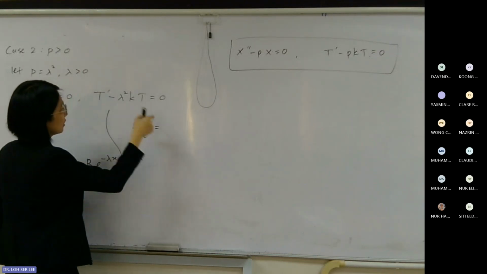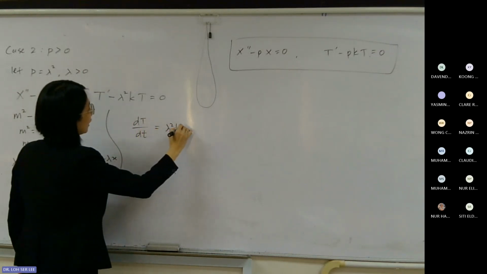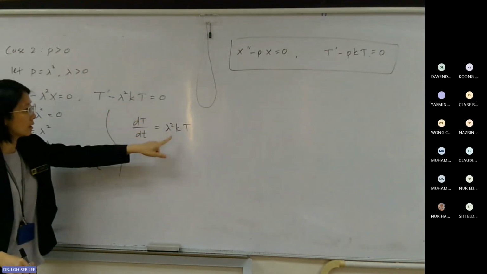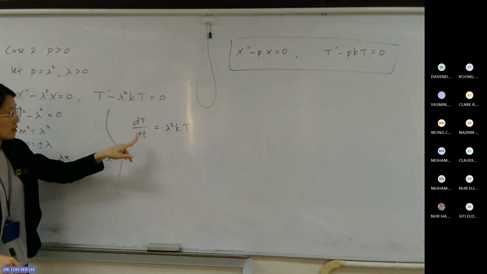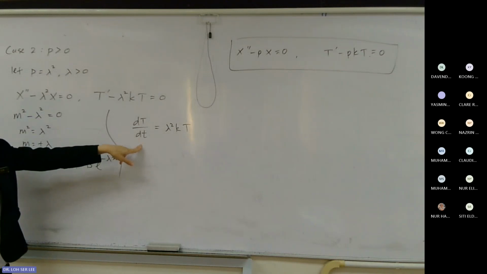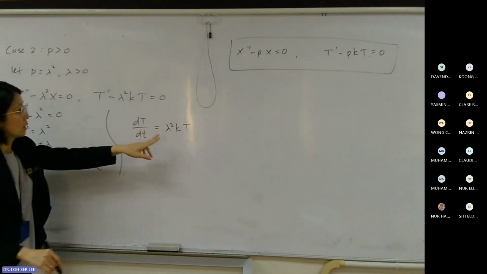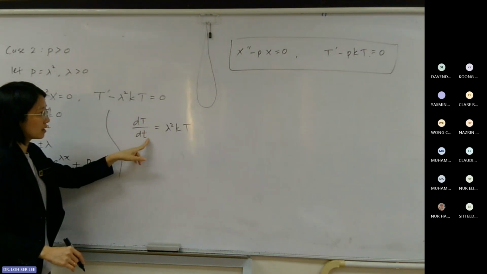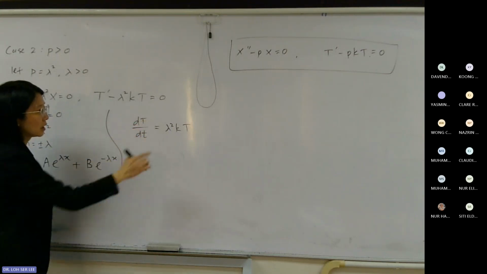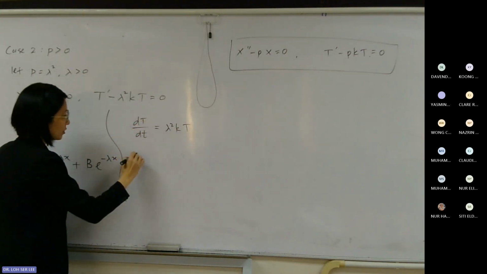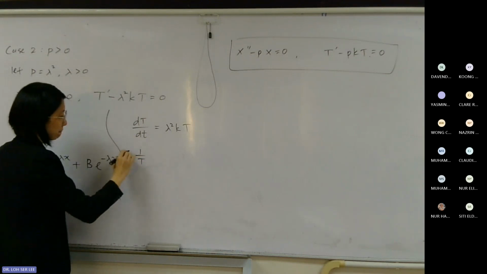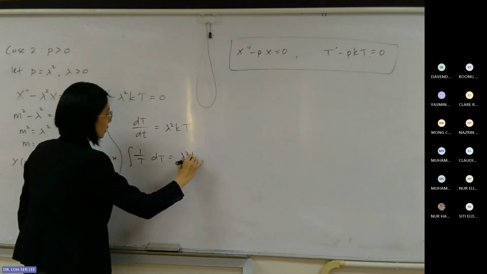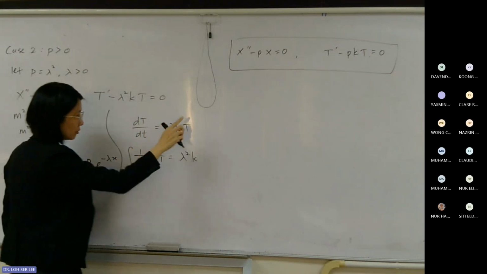Move it to the right. Positive lambda squared kT. Okay, this is a separable first order differential equation. Separable, that means we can separate the uppercase T and lowercase t. So this T brings to the left, it will be 1 over T dT. And this one, dt, moves to the right.